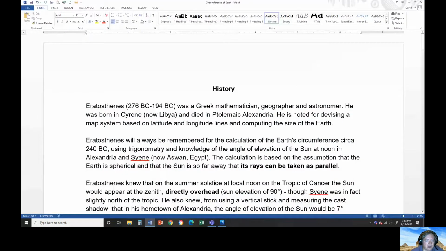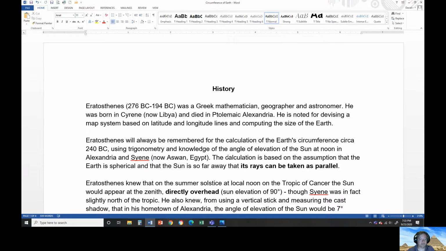So Eratosthenes was a Greek mathematician. He was also a geographer and an astronomer. Now, he was responsible for the idea of latitude and longitude, but that's not really what makes him famous. What makes him famous was the fact that he was able to actually calculate the circumference of the Earth. Now, he needed to use, as a mathematician, his geography and his astronomy skills to be able to figure this out. Now, he knew about Alexandria and Syene.